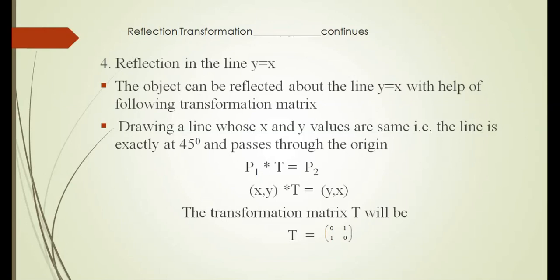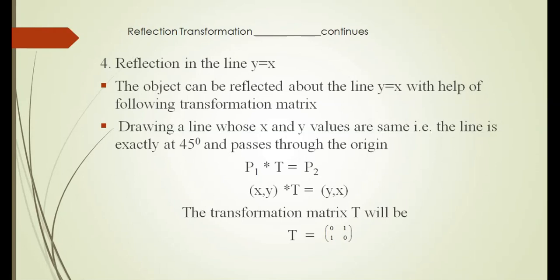In this, the object can be reflected by using this line, that is y is equal to x, with the help of the following matrix, that is T is equal to 0 1 1 0, and by using this matrix we can reflect our original image. Okay, so the formula is P1 into T is equal to P2. So P1 is equal to the original coordinate, that is x and y coordinate, into T is equal to y x.